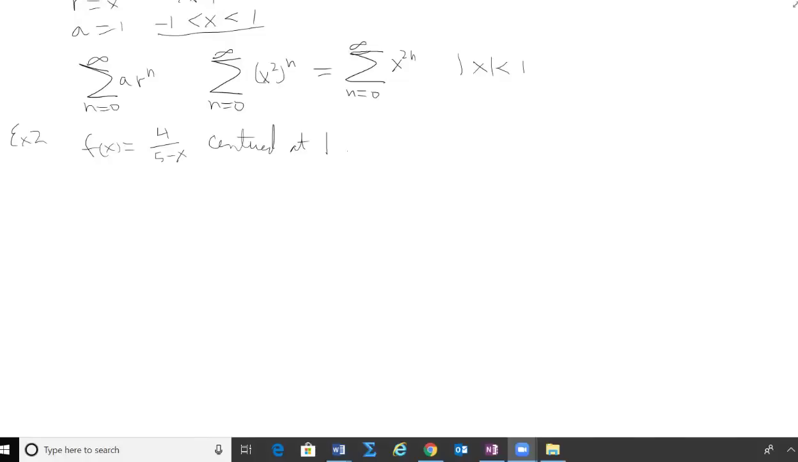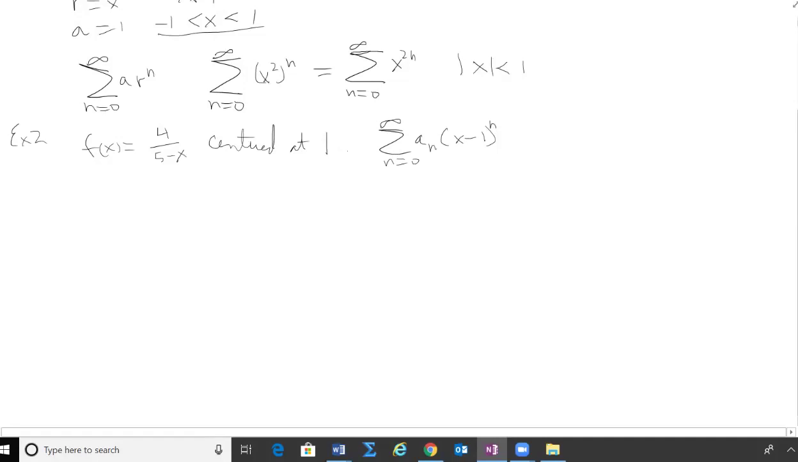Okay, do example number 2 here. Now this time we want to center this thing at c equals 1. So we need a power series that has this form. We want something that looks like this, a sub n, and we need x minus 1 to the n. In general, this is what it would look like, and our problem is to figure out what a sub n is.